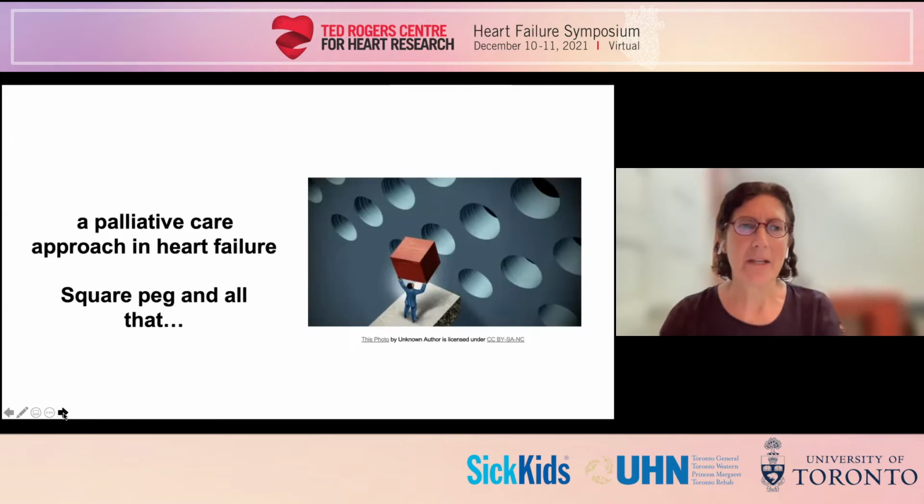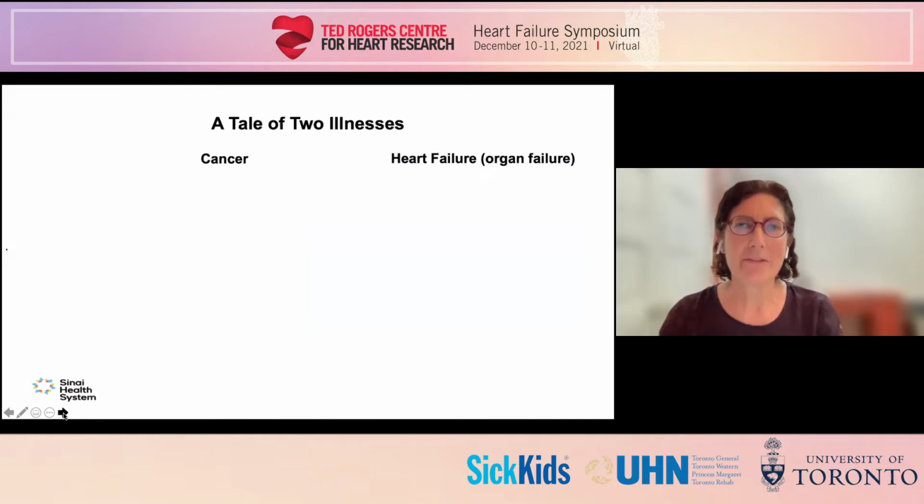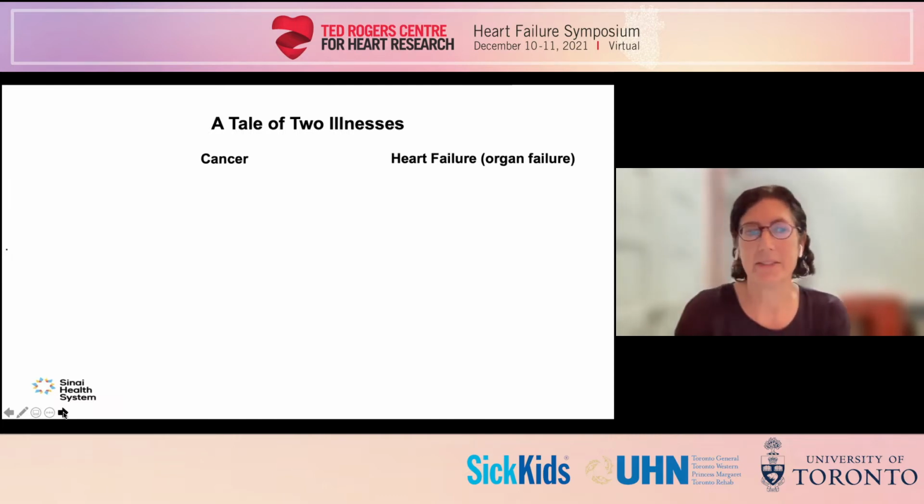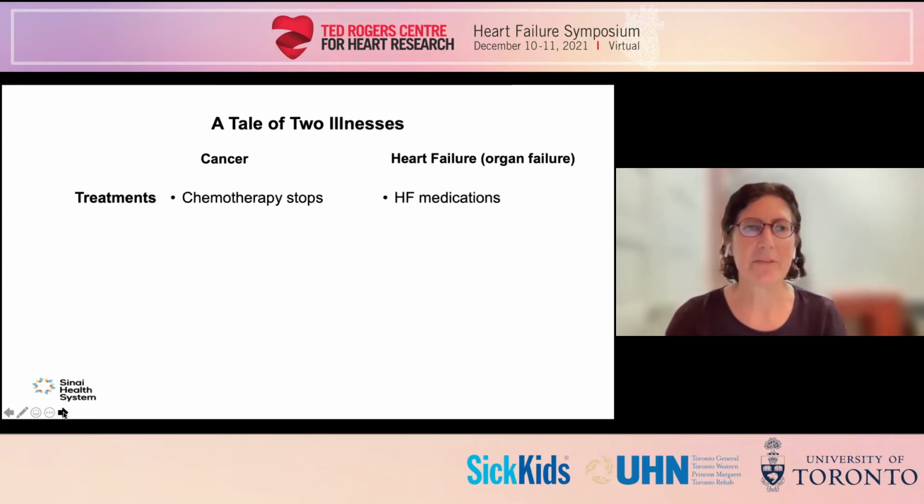What do I mean by a palliative care approach? Well, when we think about heart failure and palliative care, sometimes it's like a square peg in a round hole. And there are several reasons that that's the case. And the best way that I've explained this to people is to sort of do a little compare and contrast cancer with heart failure. Really, you can think of it as any organ or non-malignant illness. And it presents some challenges. And let me go through some of them.